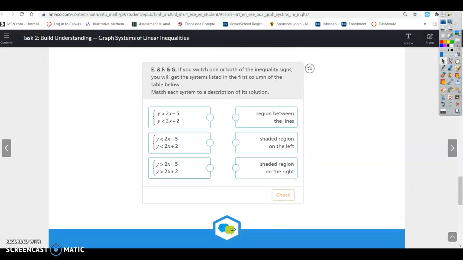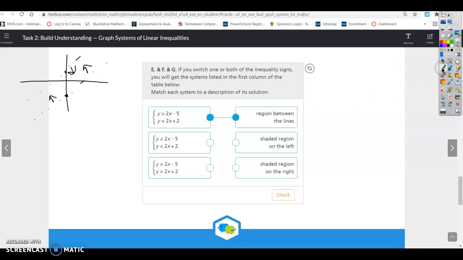All right, if you switch one or both of the inequalities, you will get the system listed in the first column of the table below. Match each system to the description of its solution. Okay, so I have to visually look at these. So let's see, we've got a y-intercept of -5 and a slope of 2. We know that that's a line right in here, and we want greater than this line. All right, and then we have a y-intercept of 2 and a slope of 2, and we want less than that line. So that means the first one is going to be shaded between those regions.